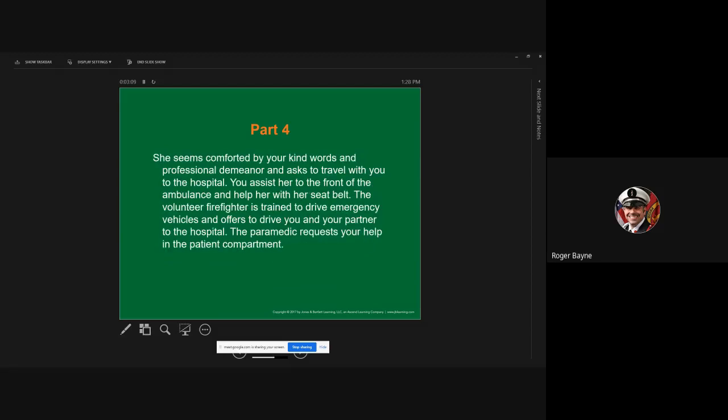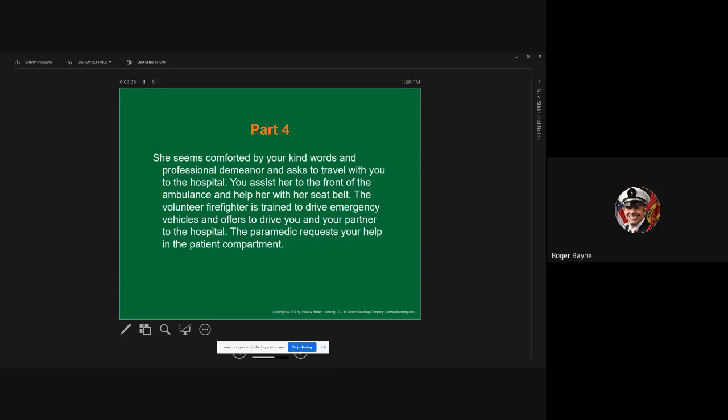She seems comforted by your kind words and professional demeanor and asks to travel with you to the hospital. That's absolutely fine. You assist her to the front of the ambulance and help her put on her seatbelt. The volunteer firefighter is trained to drive the emergency vehicles and offers to drive you and your partner to the hospital. So you and your partner are going to be in the back, and you're going to continue your assessments. You're going to continue with your care until you get to the hospital.